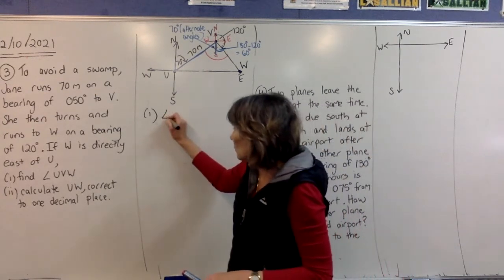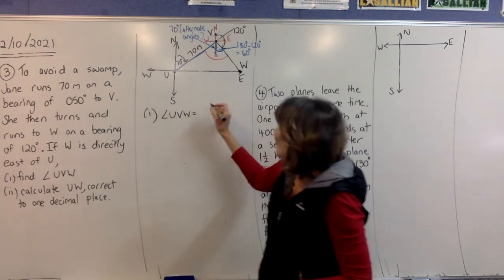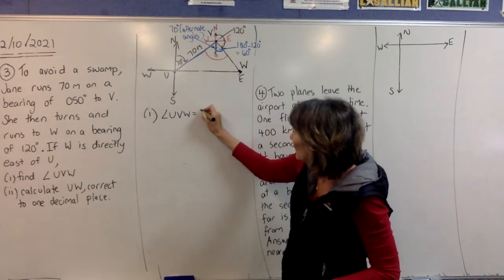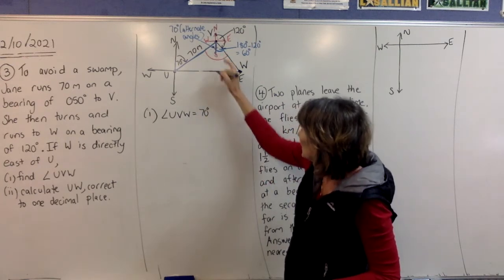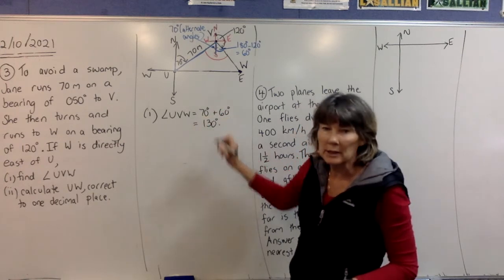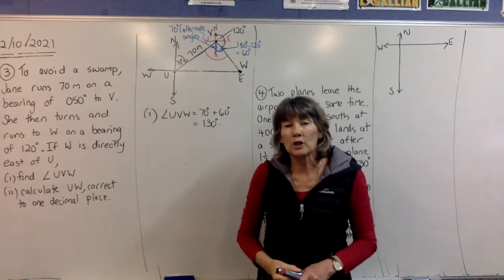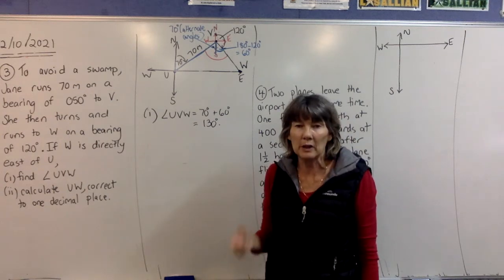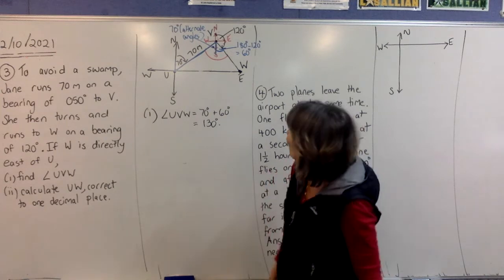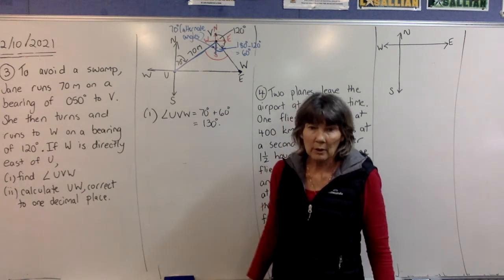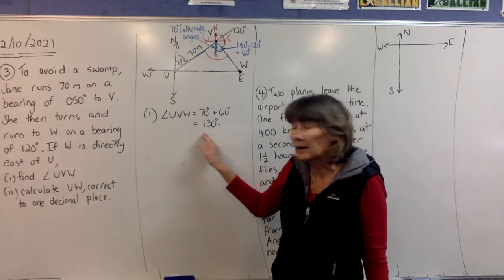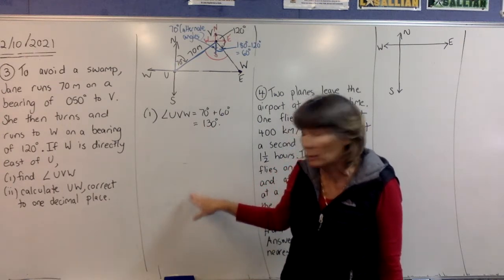So to find angle UVW, we need to add these two pieces together to get this whole angle. So we've got 70 degrees plus this 60 degrees. So that angle there is 130 degrees. Now in a test situation, if you get stuck on that bit, you can't find it, make something up. Just go, angle UVW is 98 degrees. Make something up, okay? Because you're going to need that to continue on with the next part of the question.